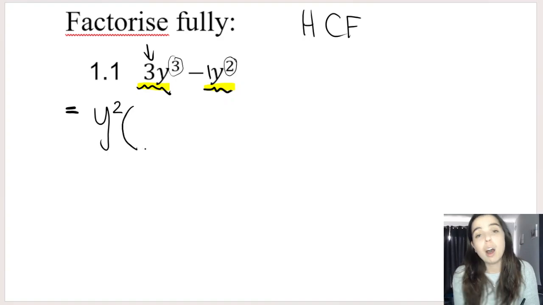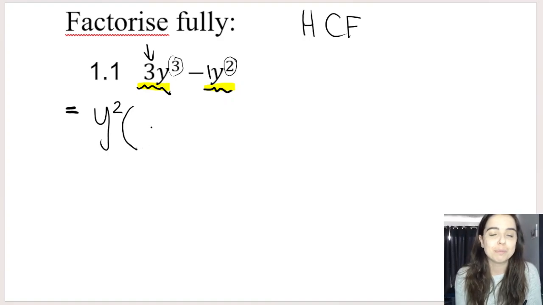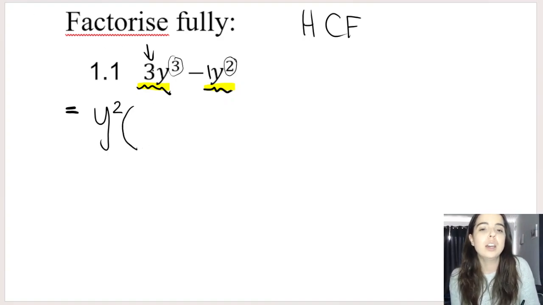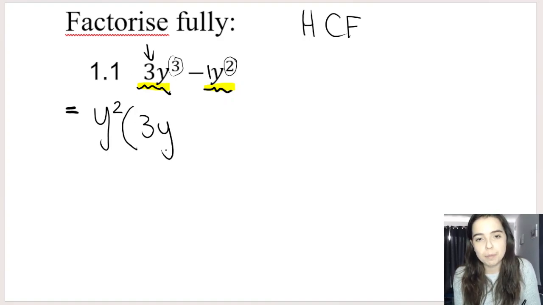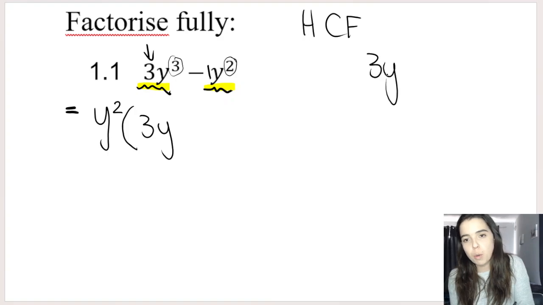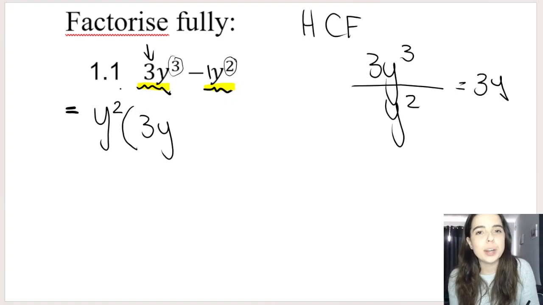Then we open up what I call my leftover bracket. And then what you do is you say 3y cubed divided by y squared. That leaves us with 3y. Okay, so you take the first term, 3y cubed, you divide it by your highest common factor, y squared. What you're left with is 3y. Another nice way to think about it is, what must I multiply y squared by to get the first term?